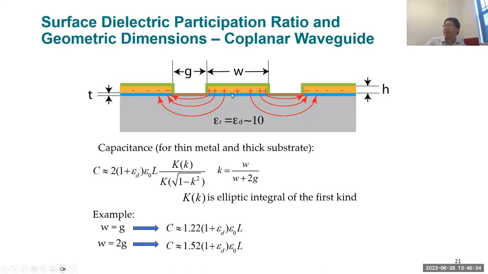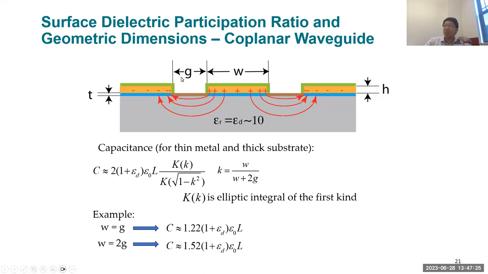So for this capacitor, this is a cross section of a coplanar waveguide. Imagine along the direction, it's infinitely extended. Now, the capacitance for this structure can be written with some kind of elliptic integral of the first kind. It's not important, but there's actually an analytical expression for these things. For example, if you have W and G, we call the width of the center pin, the center width of the CPW, and the gap of the CPW. If W and G are equal, you can see C is equal to about 1.22 times the dielectric constant times L. So here, 1 represents the part of the capacitance going through vacuum. Epsilon B represents the part of the capacitance going through the substrate.